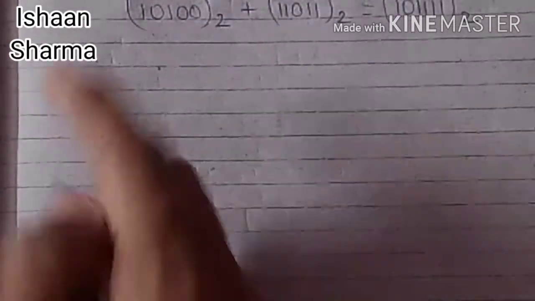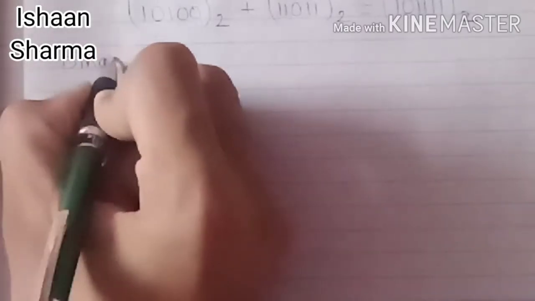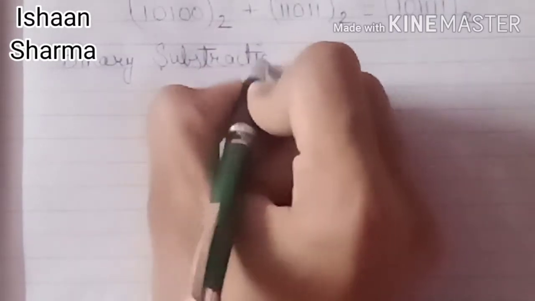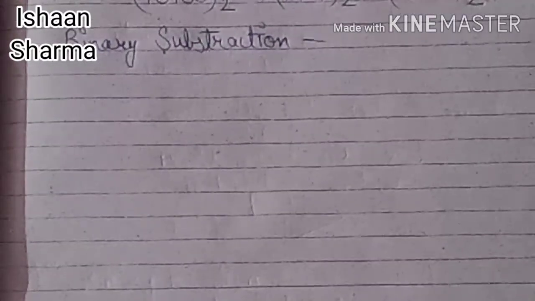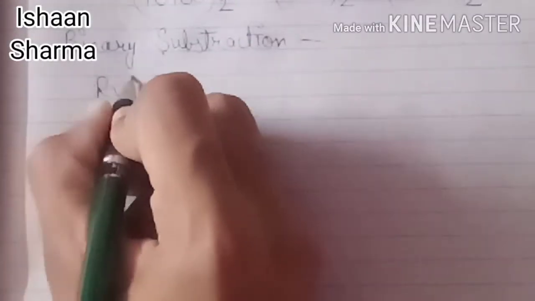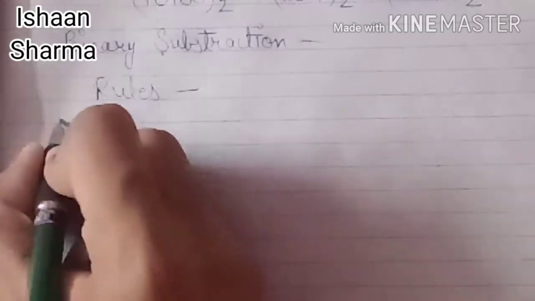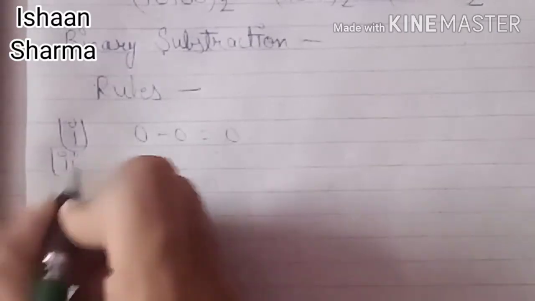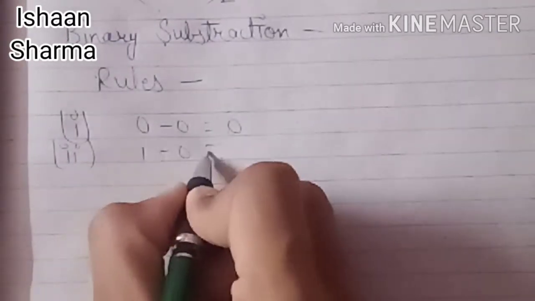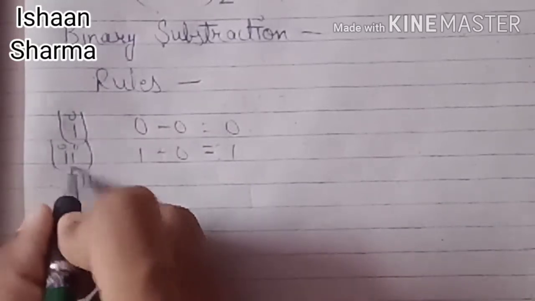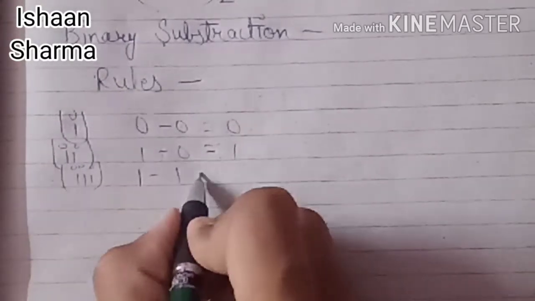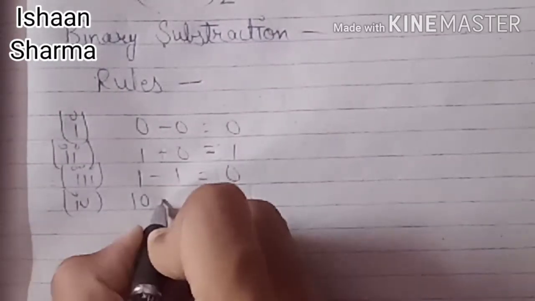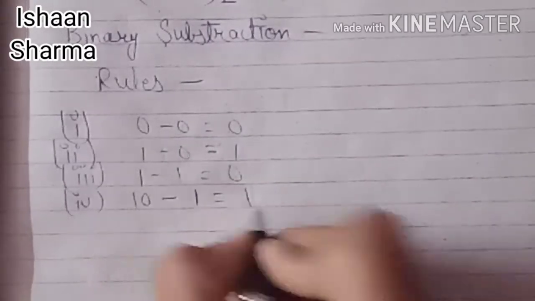Now let us start binary subtraction. Like addition, there are also 4 rules in subtraction. Okay, so let us see what the rules are. Our first rule is 0 minus 0 equals 0. Our second rule is 1 minus 0 equals 1. Our third rule is 1 minus 1 equals 0. And our fourth rule is 10 minus 1, or 0 minus 1, equals 1.